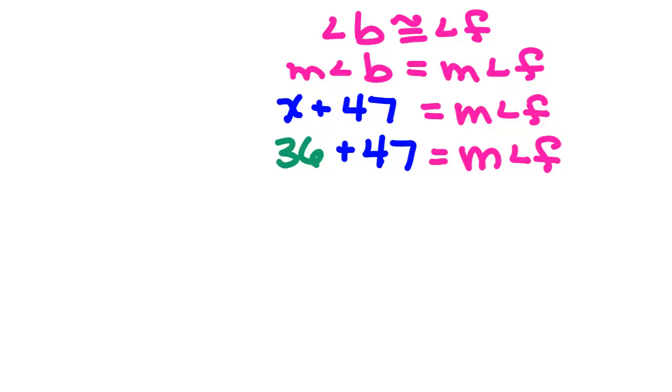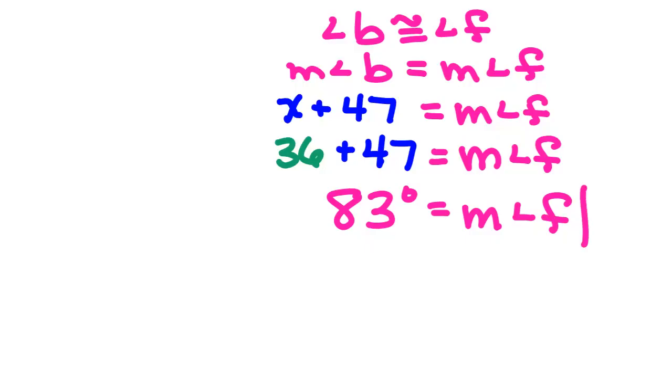What is 36 plus 47? 83. So I get 83 degrees for the measurement of angle F.